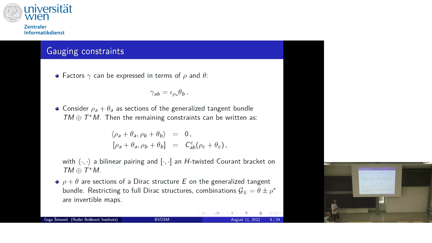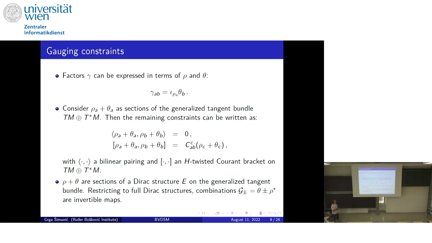Then we have two additional constraints. So what we can do is we look at the combinations of rho and theta, so rho plus theta, and we can consider them as sections of the generalized tangent bundle T plus T star. The remaining constraints can be then written in this form, where this is just a bilinear pairing on T plus T star, and this is the Courant bracket, the H-twisted Courant bracket, the standard one, on the generalized tangent bundle.